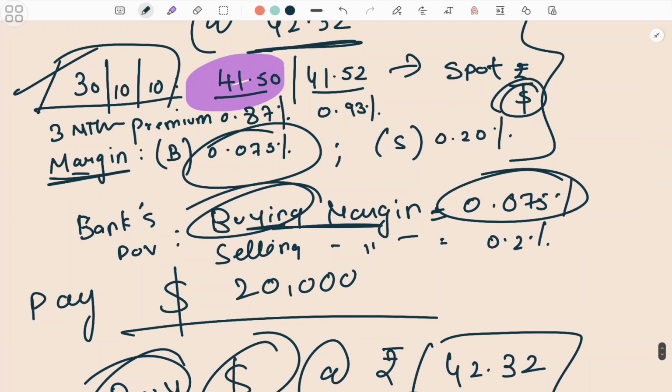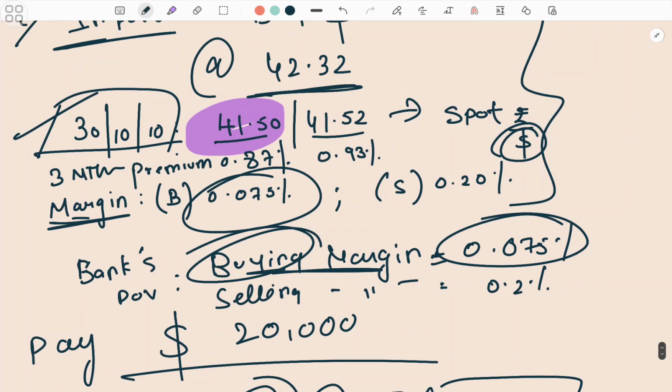What the importer wants to do is buy dollars. Why? Because after 3 months he'll have to pay dollars. So in order to pay the dollars, he has to buy the dollars. So he enters into a contract right now. Buy dollars. This is again a rupee by dollar quote. So standing on 30th of October, the rates given to me are 41.50 and 41.52. The customer wants to buy dollars.